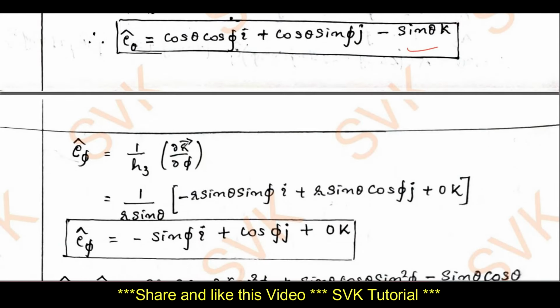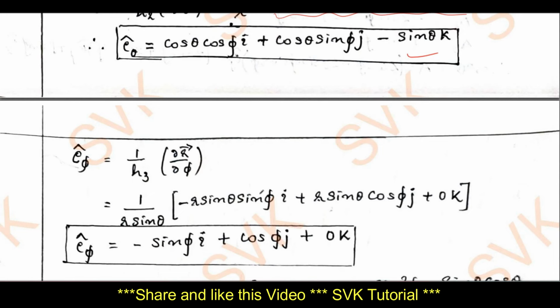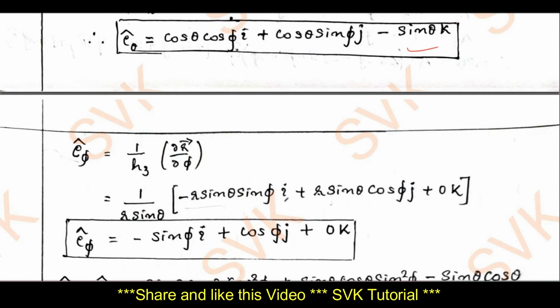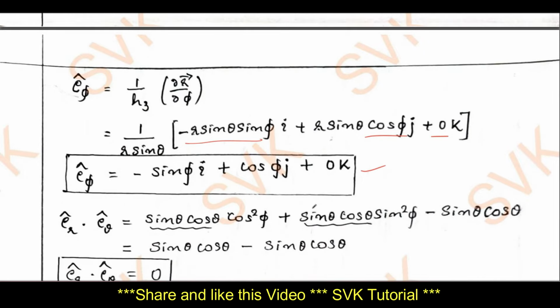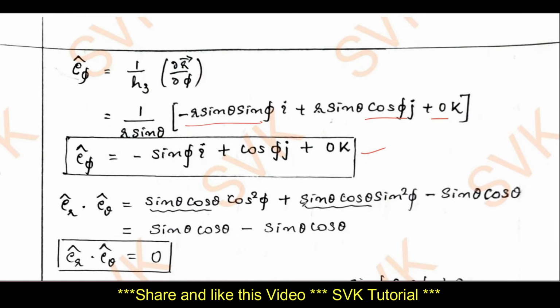Similarly, finally find out e phi cap. E phi cap is given by 1 over h3 times the derivative of vector r with respect to phi. The derivative of cos phi is minus sin phi, that's why I have written minus sin phi. The derivative of sin phi is cos phi, I have written. There is no phi term in the k component, so it is 0. That is e phi. After finding e r, e theta, e phi, find the dot product of those three.